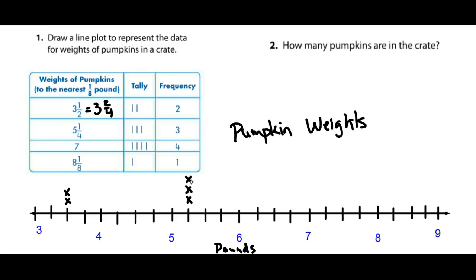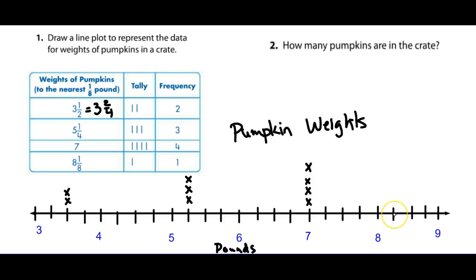Okay, the next one's pretty easy. It's a whole number of 7. So we have to place 4 x's at 7. And then the last one is 8 and 1/8. Also, piece of cake. There's 8. Sorry, not so much of a piece of cake. Sorry about that. So this is 8.